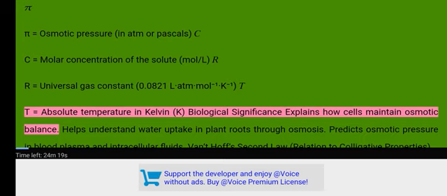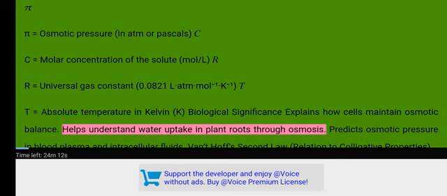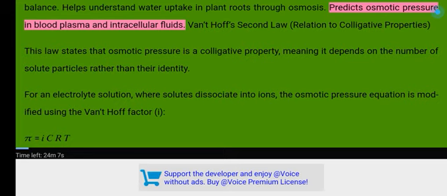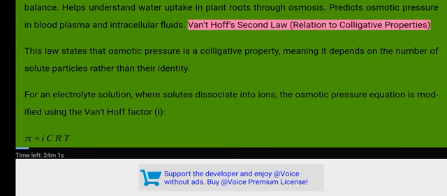Biological significance: explains how cells maintain osmotic balance. Helps understand water uptake in plant roots through osmosis. Predicts osmotic pressure in blood plasma and intracellular fluids. Van Hoff's second law, relation to colligative properties.